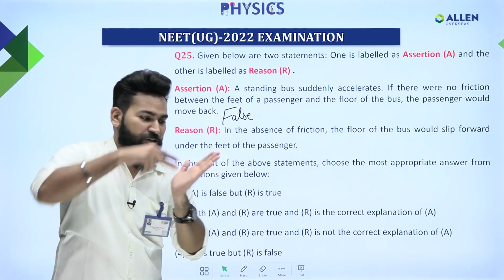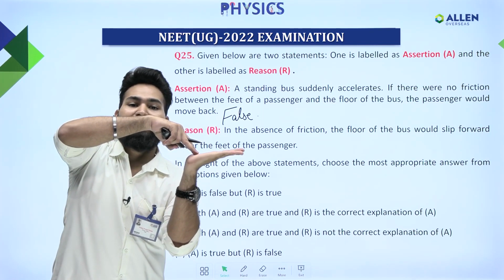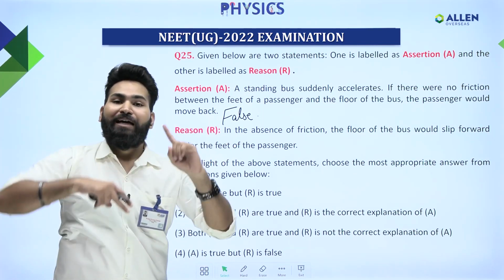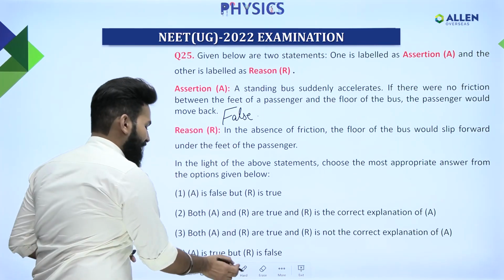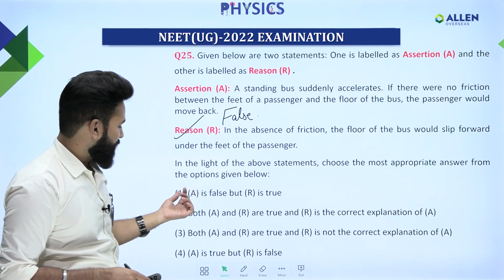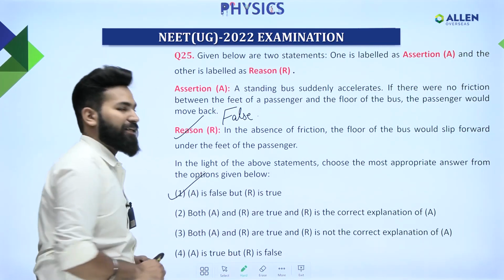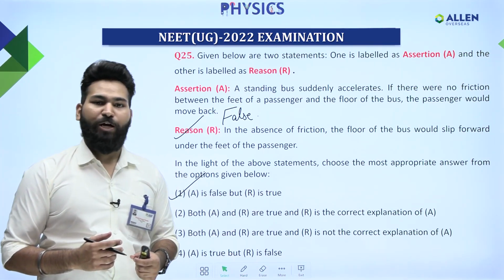In the absence of friction, the floor of the bus would just slip forward under the feet of the passenger. The passenger will be at the same position. So yeah, the reason is correct, but the assertion is false. In the options, it's given in option number 1 that A is false, but R is true. So option number 1 will be the correct answer for this question. I hope you guys got it.